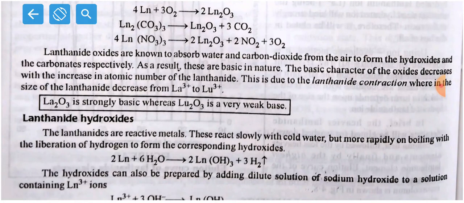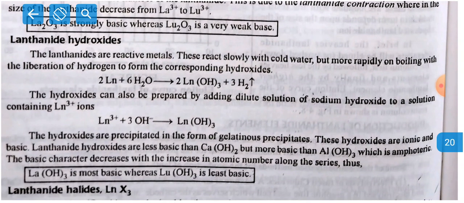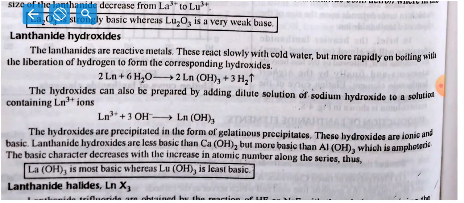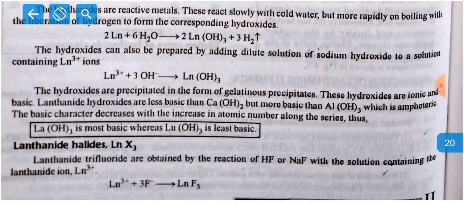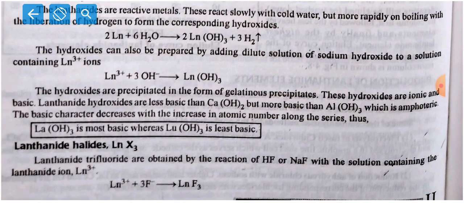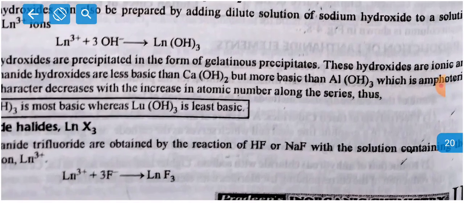Lanthanoid hydroxide. The lanthanoids are reactive metals. These react slowly with cold water but more rapidly on boiling with the liberation of hydrogen to form the corresponding hydroxide. 2 Ln plus 6 H2O gives 2 Ln(OH)3 plus 3 H2. The hydroxide can also be prepared by adding dilute solution of sodium hydroxide to a solution containing Ln3 positive ion. Ln3 positive plus 3OH negative gives Ln(OH)3. The hydroxides are precipitated in the form of gelatinous precipitate.